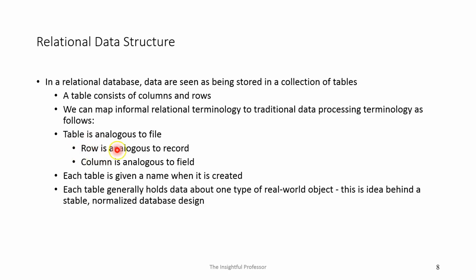Similarly, when we talk about a row containing a description of one individual, that was analogous to a record within a file. And a column is analogous to a particular field or data item. So a table is given a name when it's created, and the table generally holds data about one type of real-world object or entity. This is said to be what's called a normalized database design. We store data about one kind of thing and one kind of thing only in a table.